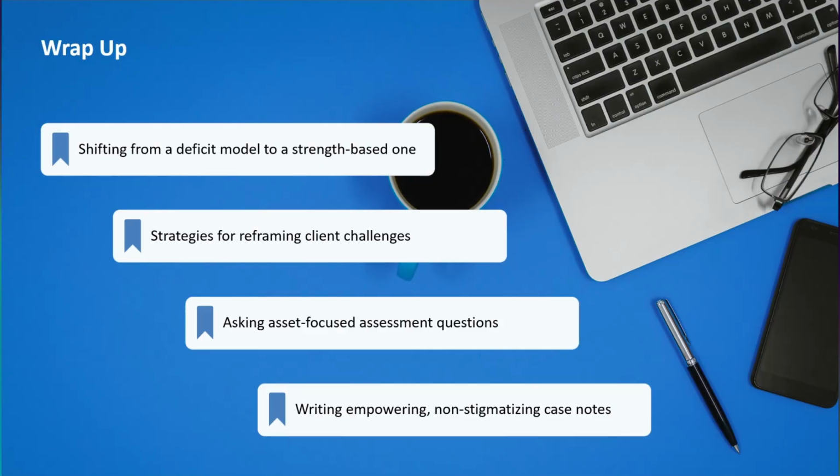Today we covered how shifting from a deficit model to a strength-based approach can completely transform your social work practice. We looked at practical strategies to reframe client challenges, asking asset-focused assessment questions, and writing empowering, non-stigmatizing case notes. By centering on your client's existing resilience and partnering with them on their goals, you foster real and lasting change.